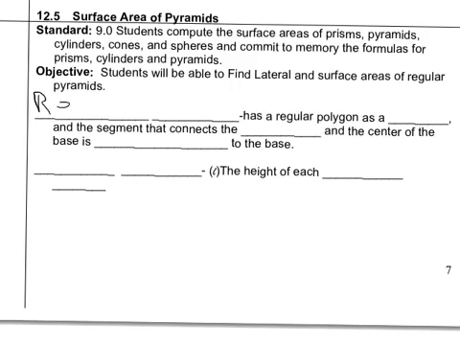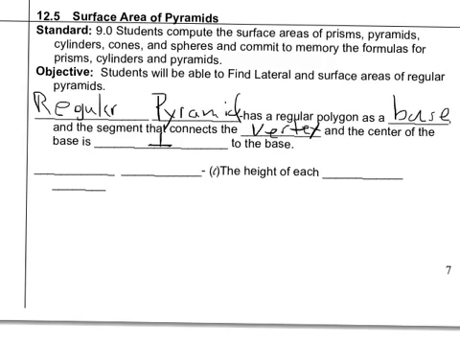Let's define it. A regular pyramid has a regular polygon as a base, and the segment that connects the vertex, being the top corner of the pyramid, and the center of the base is perpendicular to the base. I'm just going to do the perpendicular symbol there.